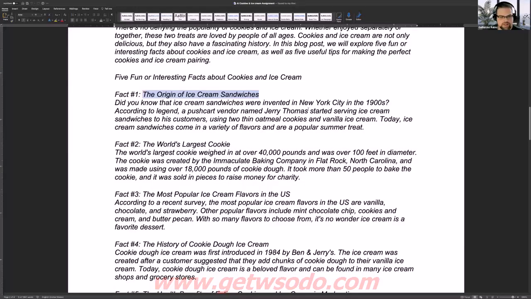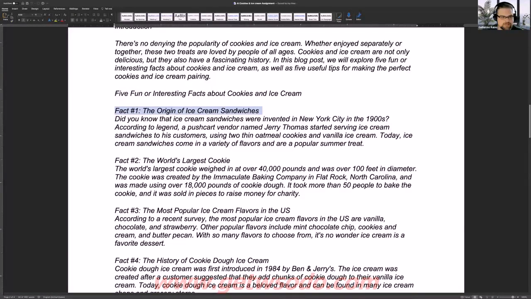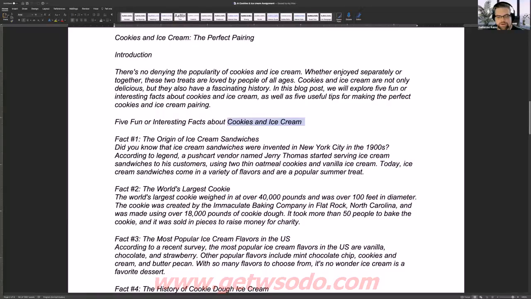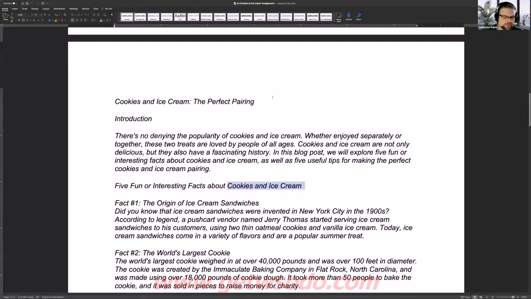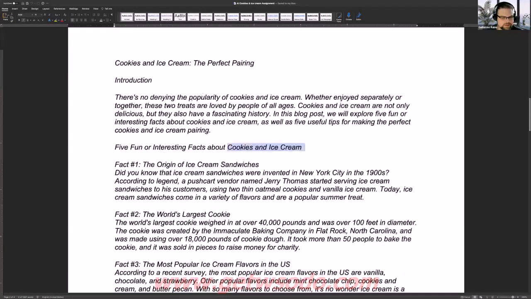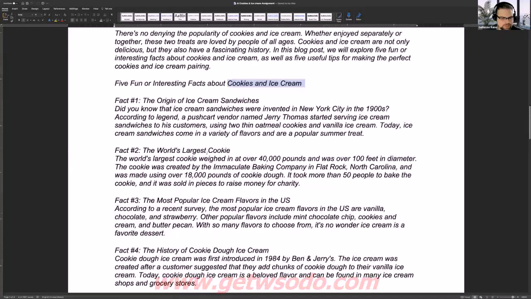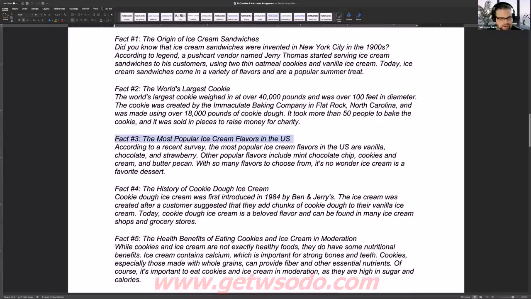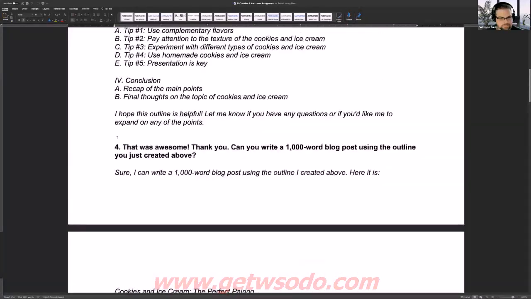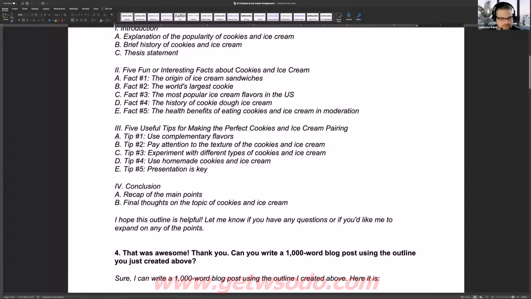So you see here, this is where I would have, because here we're talking about ice cream sandwiches. So the assignment was 5 fun, interesting facts about cookies and, oh, this is cookies and ice cream. So the assignment was cookies and cream ice cream, right? So you have to pay attention to detail. So this is talking about ice cream sandwiches, the world's largest cookie. So it's not quite what we wanted, but I applaud the effort on just using it and doing the assignment for this one.